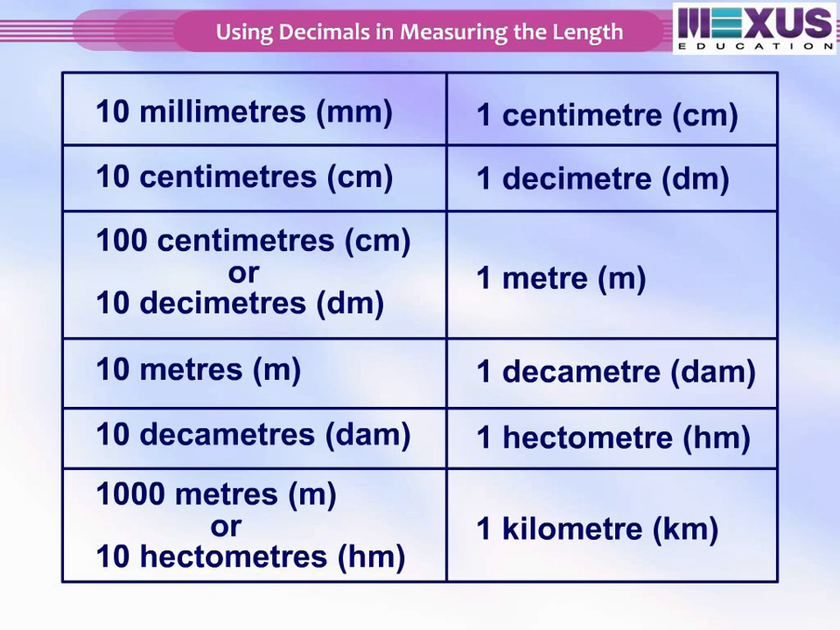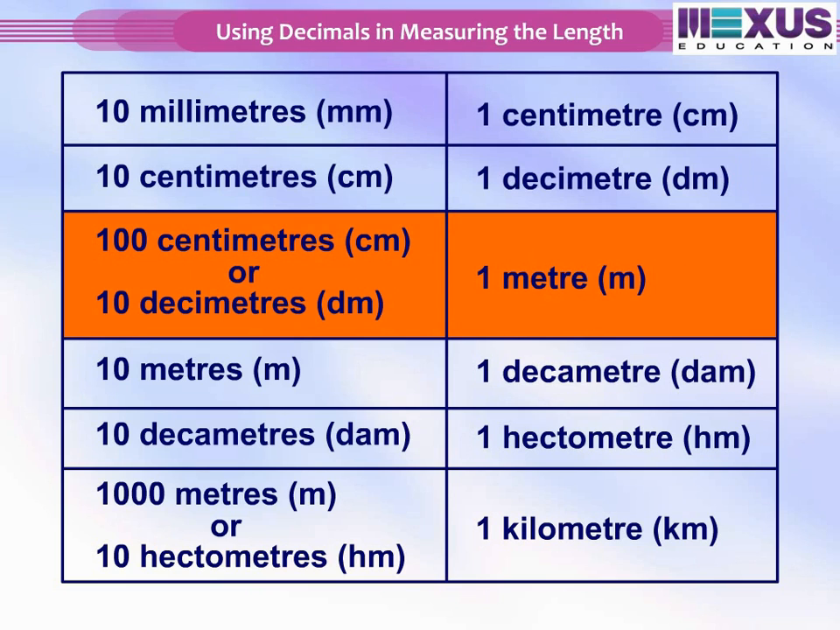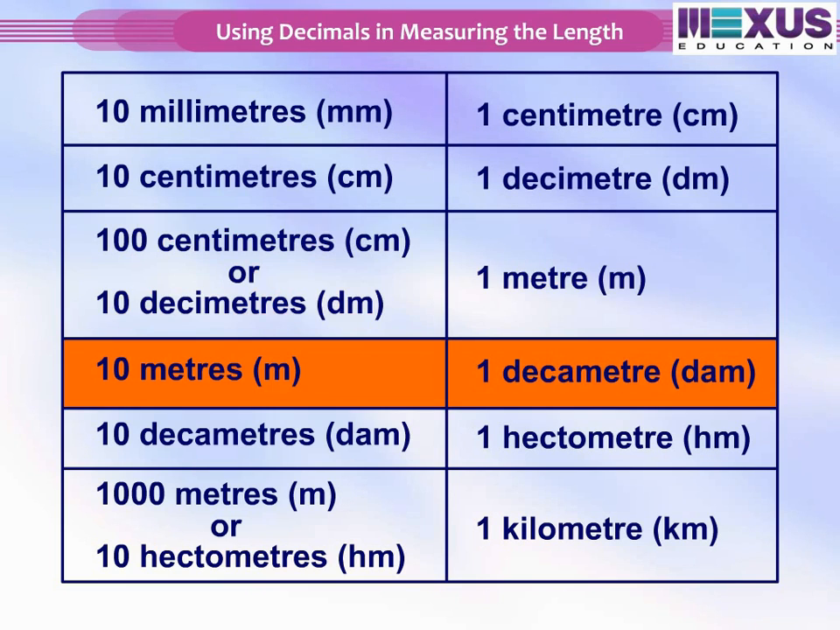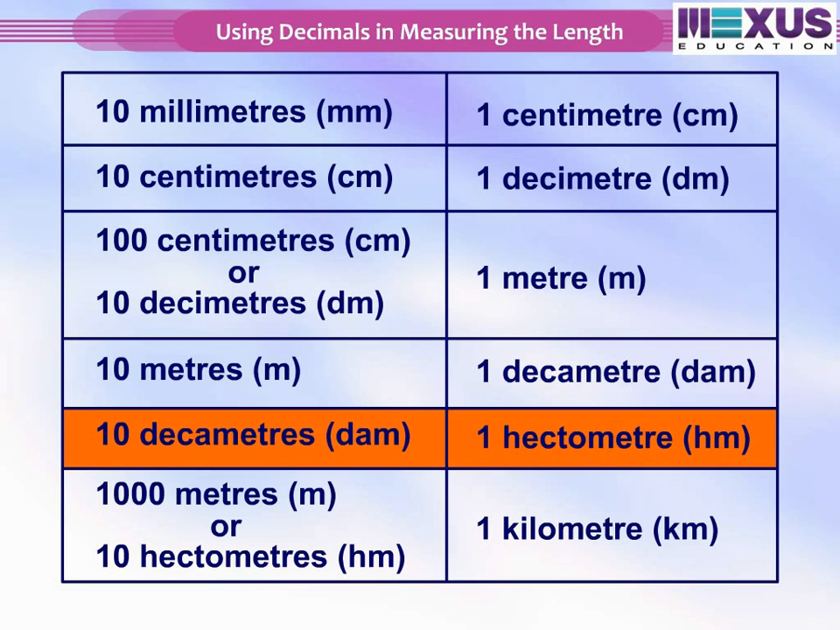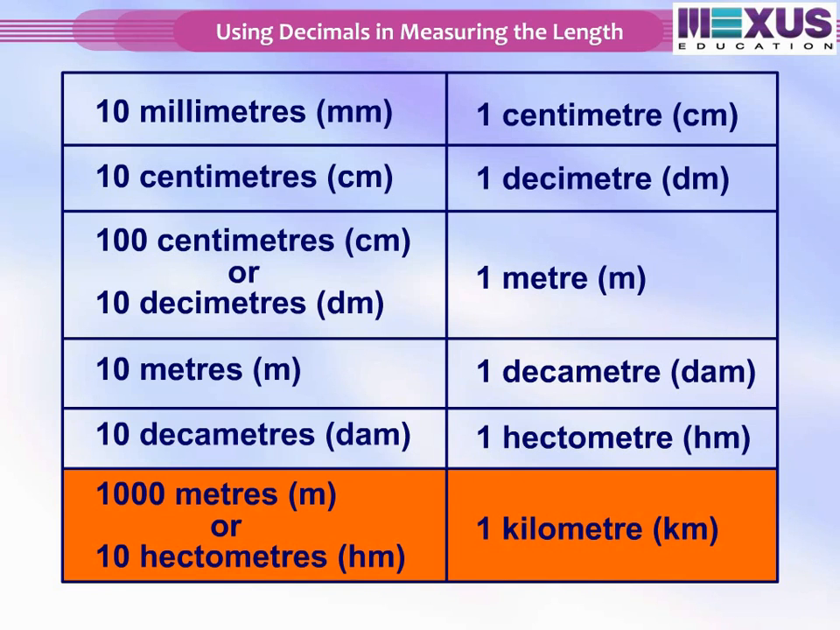The relation between the different units used for measuring lengths are: 10 millimeters is equal to 1 centimeter. 10 centimeters is equal to 1 decimeter. 100 centimeters or 10 decimeters is equal to 1 meter. 10 meters is equal to 1 decameter. 10 decameters is equal to 1 hectometer. 1000 meters or 10 hectometers is equal to 1 kilometer.